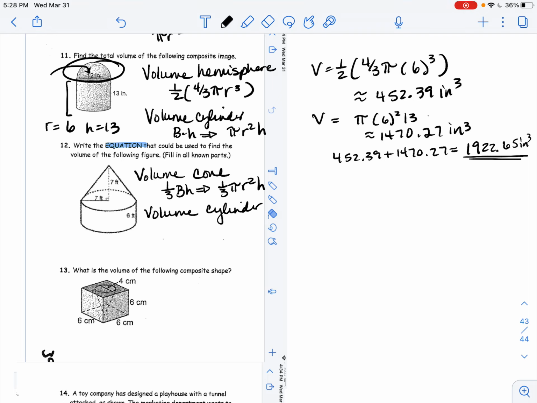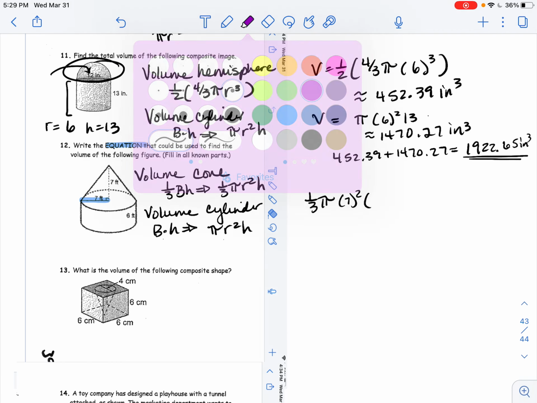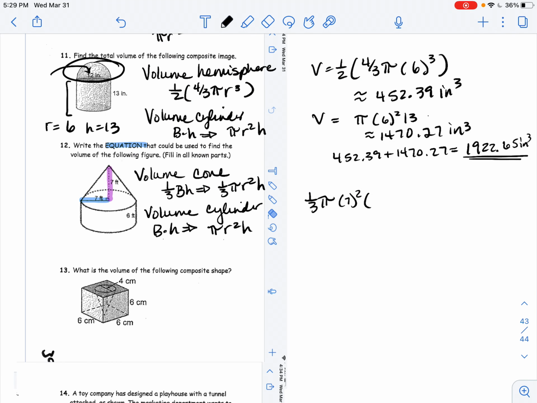And then we have volume of a cylinder. And that is going to be base times height, where again the area of the base, pi r squared times h. Okay, so my equation, 1/3 pi, the radius we can see on our figure is 7. The height of the cone is also 7. And then we're going to add on to that the volume of the cylinder. So pi times 7 squared times the height of the cylinder now is 6.